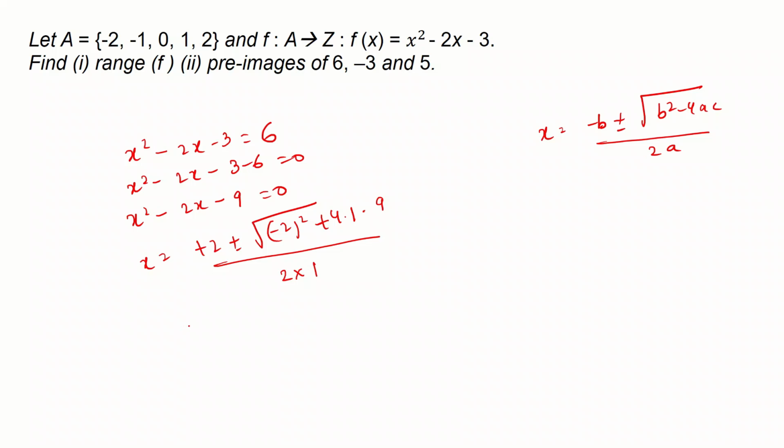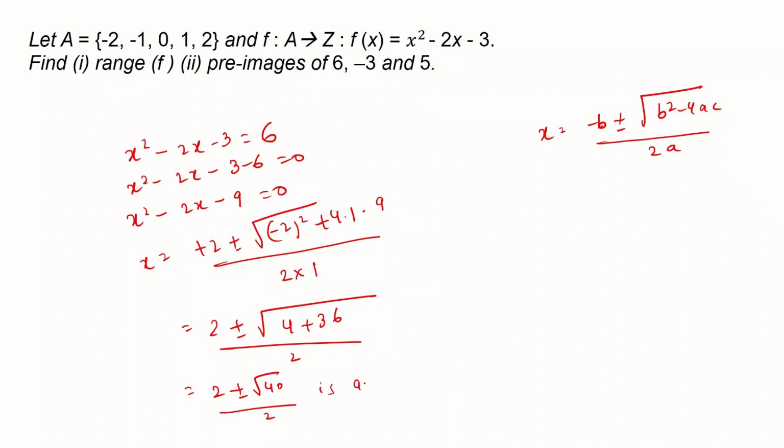So I'll just solve it. 2 plus minus root over (4 plus 36) whole divided by 2, which is 2 plus minus root over 40 whole divided by 2, and clearly this is something irrational, so this is actually an irrational number.